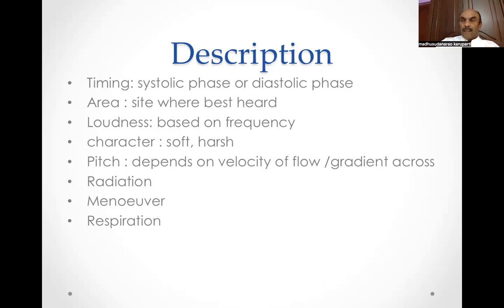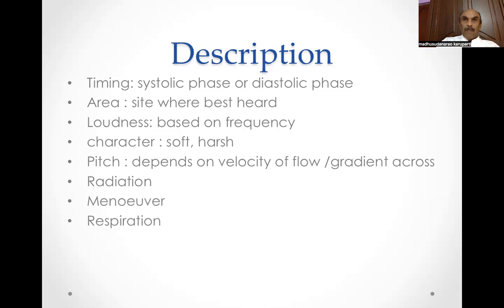Area, the site on the precordium where it is best heard. The murmur may be heard best at the apical impulse, or at the left lower sternal edge, or at the left upper sternal border, or right second space, or the carotids. So each area corresponds to the part of the heart or the location of the valves that you are auscultating. Apical impulse corresponds to the area of mitral valve, and left upper sternal border, left second space corresponds to the events that occur across the pulmonic valve.